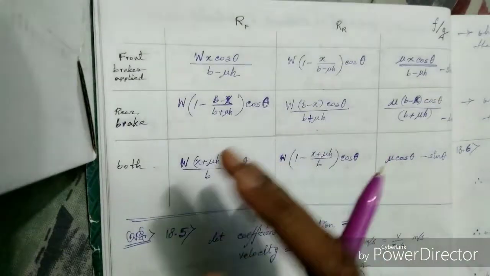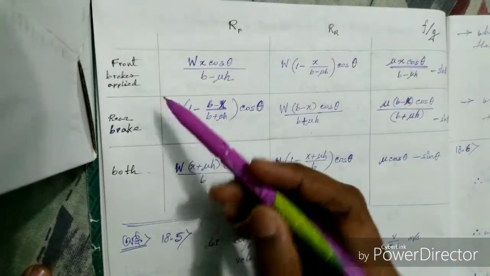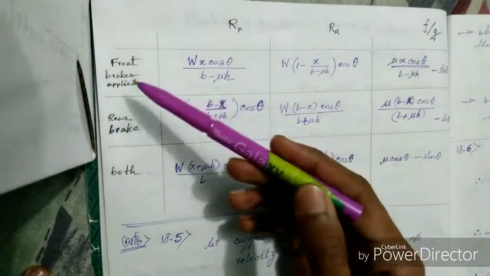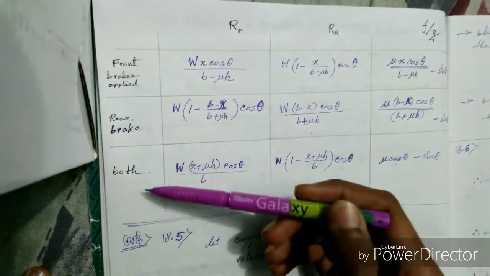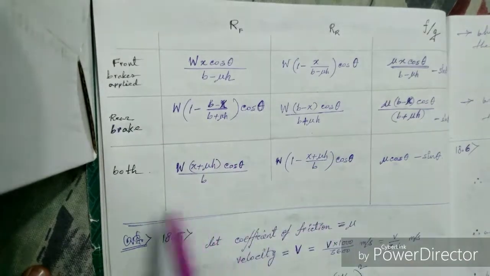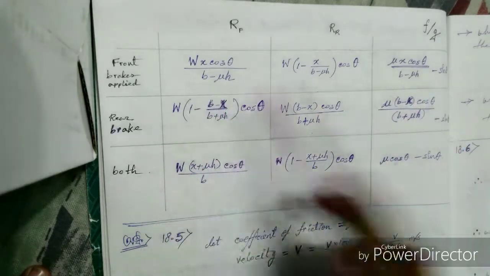Guys, here now you can see that in this chart there are all the three results for three different cases: when brakes are applied on the front wheels, when it is applied on the rear wheels, and when both the brakes are applied. So this row represents both brakes, this one rear brakes and this one front brakes.